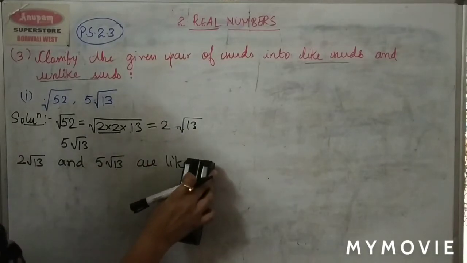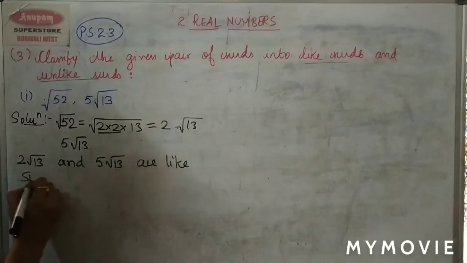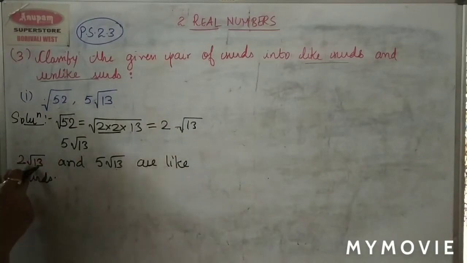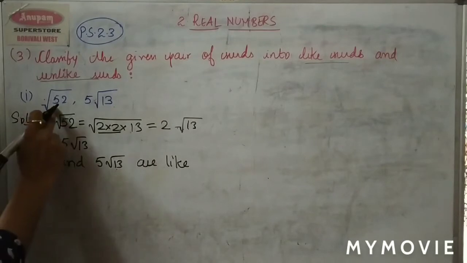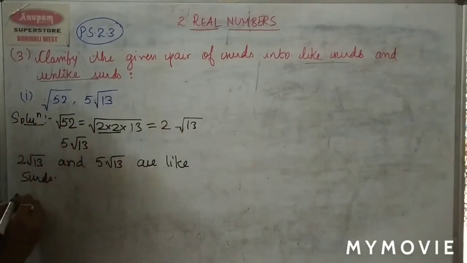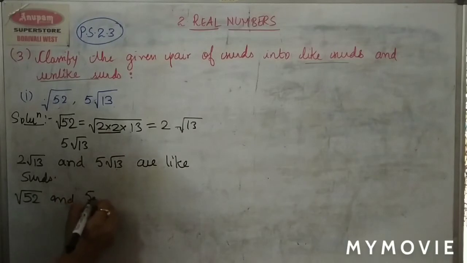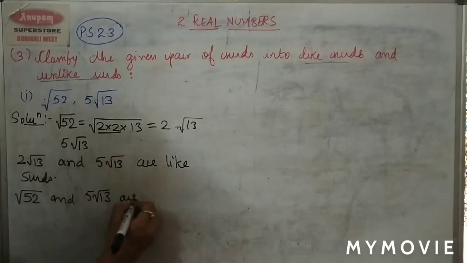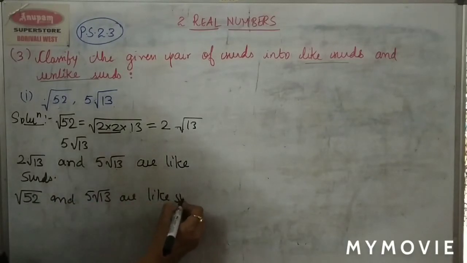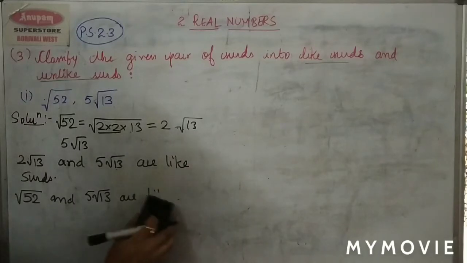These are like surds. But the actual question is not 2 root 13. The actual question is square root of 52. So in the next step we'll write down that square root of 52 and 5 root 13 are like surds.